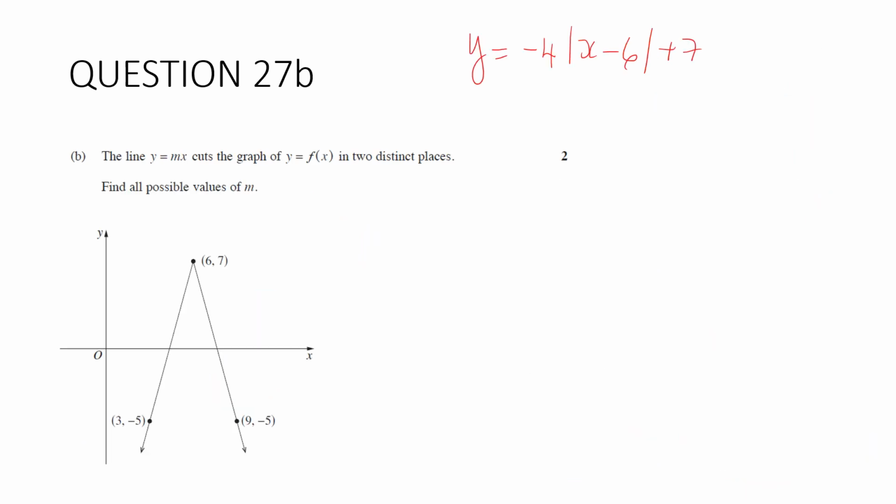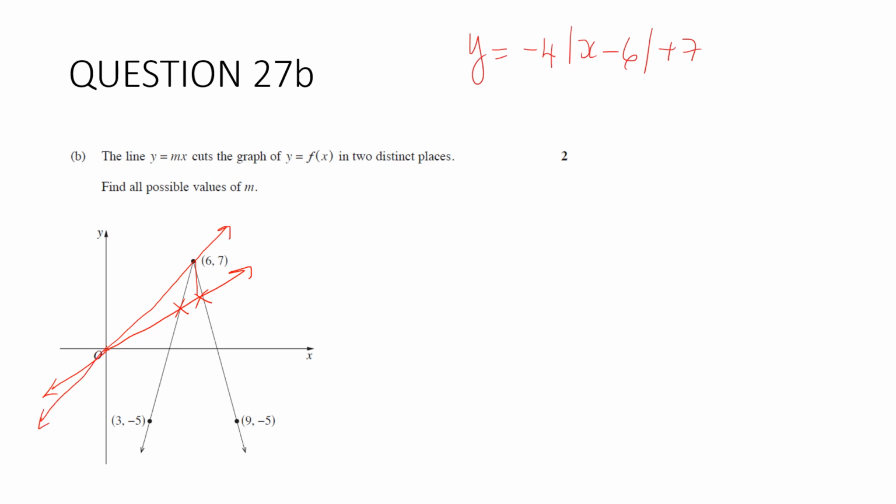Question 27b. The line y equals mx cuts the graph of y equals f of x in two distinct places. Find all possible values of m. So the line y equals mx goes through the origin. So for example, this line here will cut this graph in two places. And in fact, anywhere up to here, where it just touches, it's going to cut in two places.